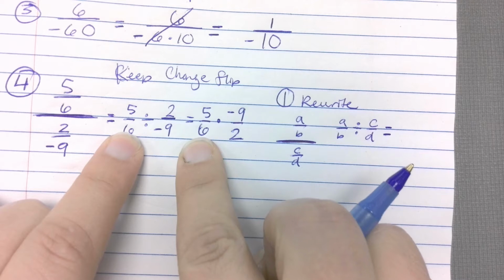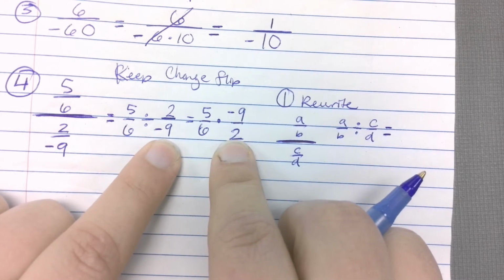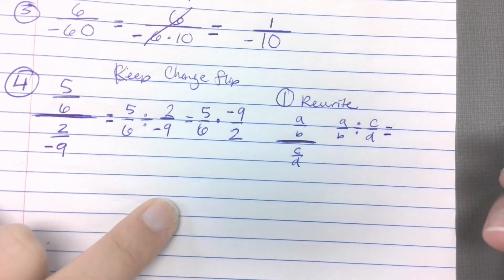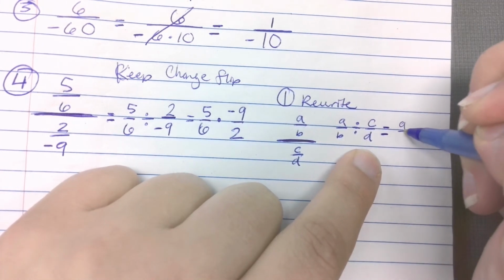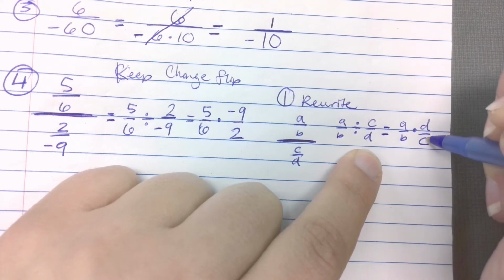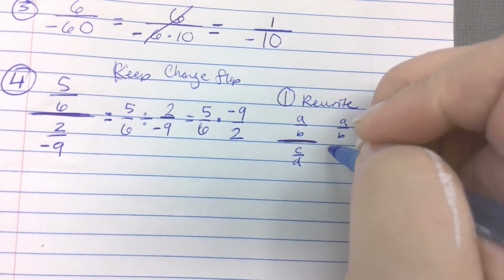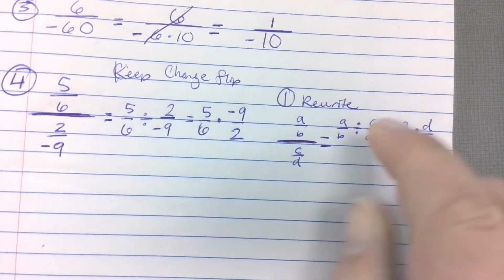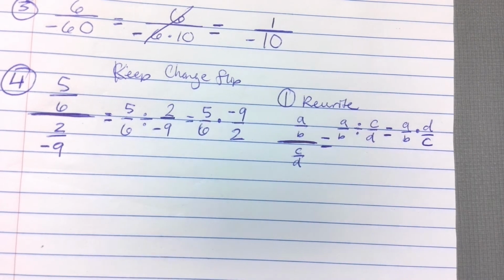So see how we have the first one? Change it to multiply, and flip the second fraction. So here, I'm going to say A over B times D over C. I do not mind if you jump to this step on our next few problems. If you jump to here, that's fine. I just want you to understand the process of how we got there.